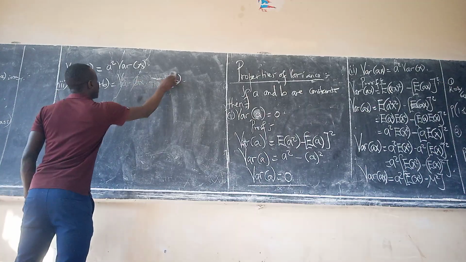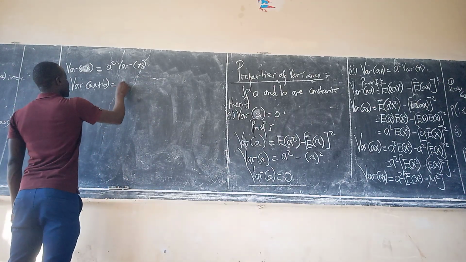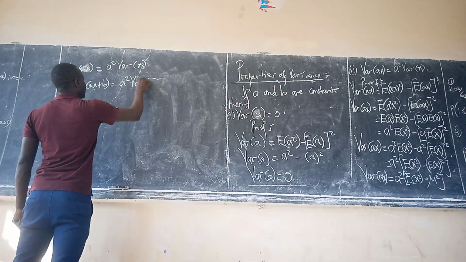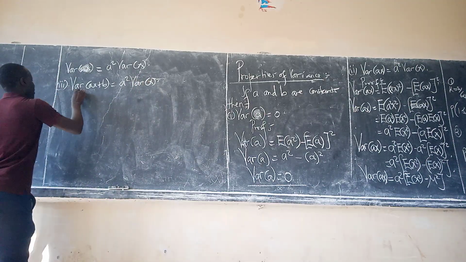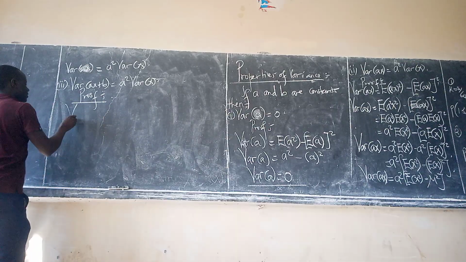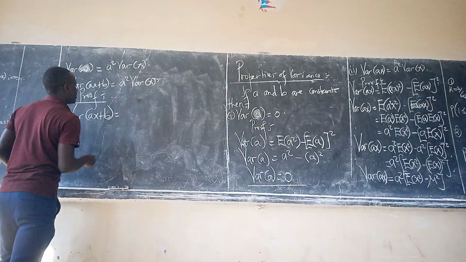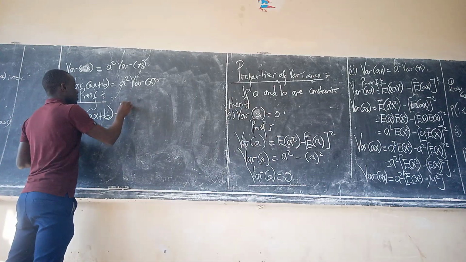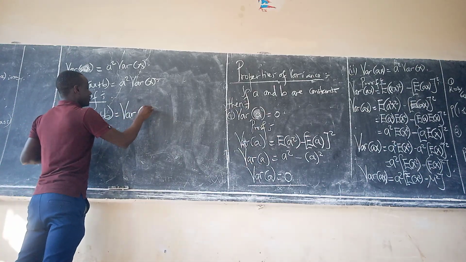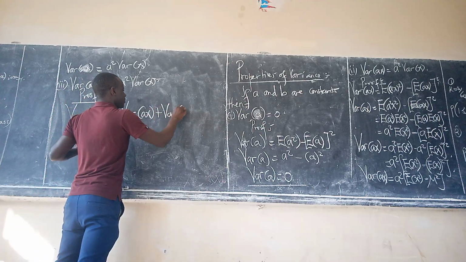Let me first give it as a whole, then you prove it. This is a squared, the variance of x. Proof. So our variance of ax plus b is equal to, you can distribute the variance, it's the variance of ax plus the variance of b.